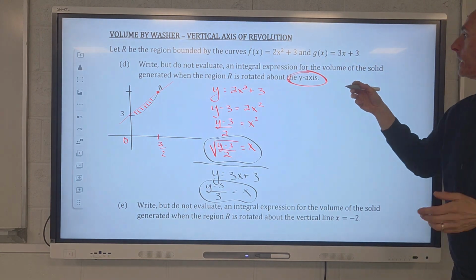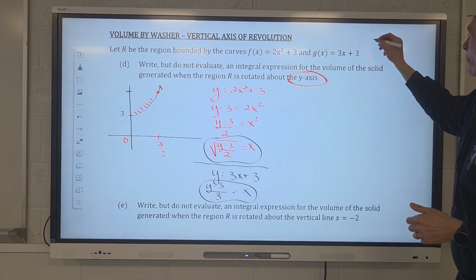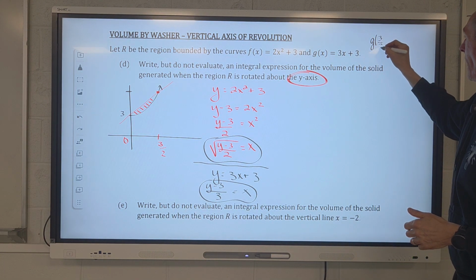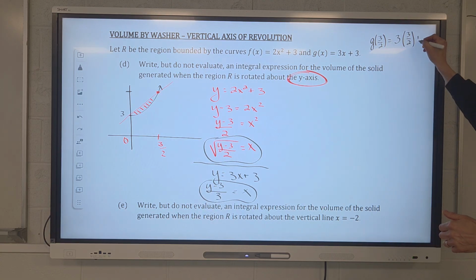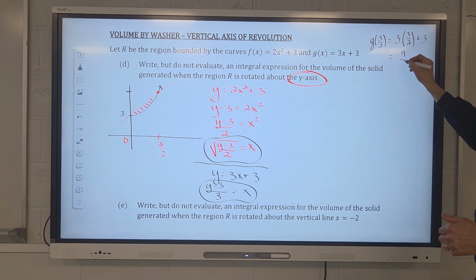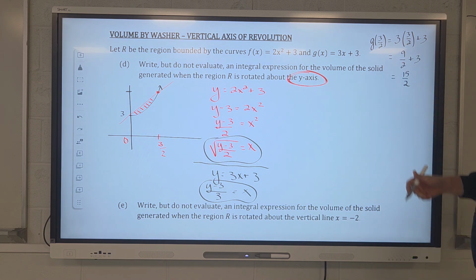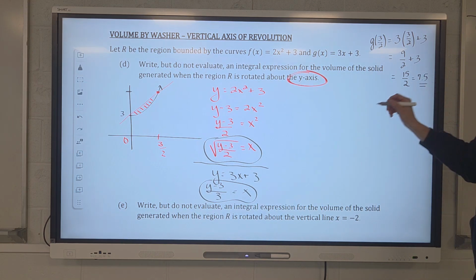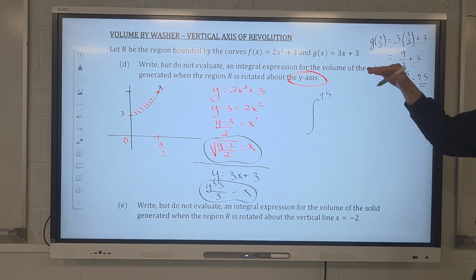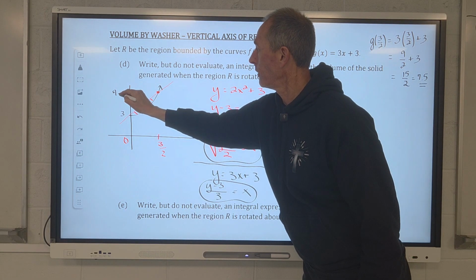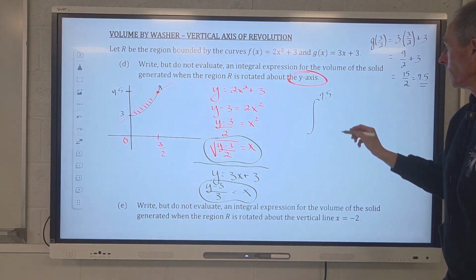Pick either function you want. Let's do g, so let's go do g of 3/2. Let's see, 3 times 3/2 plus 3. So 9/2 plus 3, so 15 over 2. Okay, great. So that is, let's call it, 7.5. That is now my upper limit of integration. My lower limit must be 3.